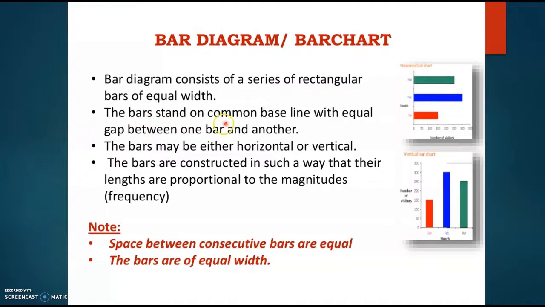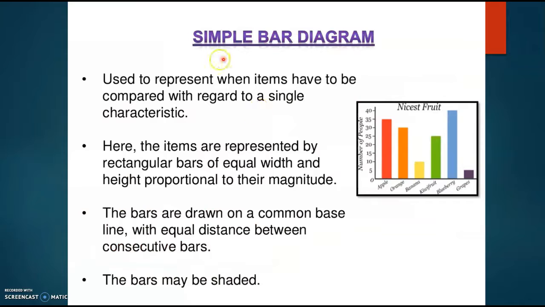The bars stand on a common baseline with equal gap between one bar and the other. The bars may be either horizontal or vertical. The bars are constructed in such a way that their lengths are proportional to the magnitudes or frequencies. A good bar diagram should essentially have the following: space between consecutive bars should be equal.